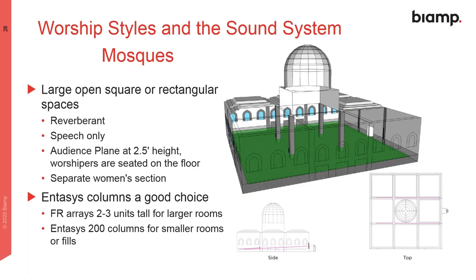They will typically have a separate women's section. Sometimes it'll be in a back balcony. Sometimes it'll just be behind a curtain on the main floor. You'll often, not always, but often need a separate speaker system for that area. Emphasis columns, again, are a good choice in reverberant rooms. FR arrays, 2 to 3 units tall for larger rooms. Emphasis 200 columns for smaller rooms or for fills. This particular room shown in this model here is the Grand Mosque of Kuwait.